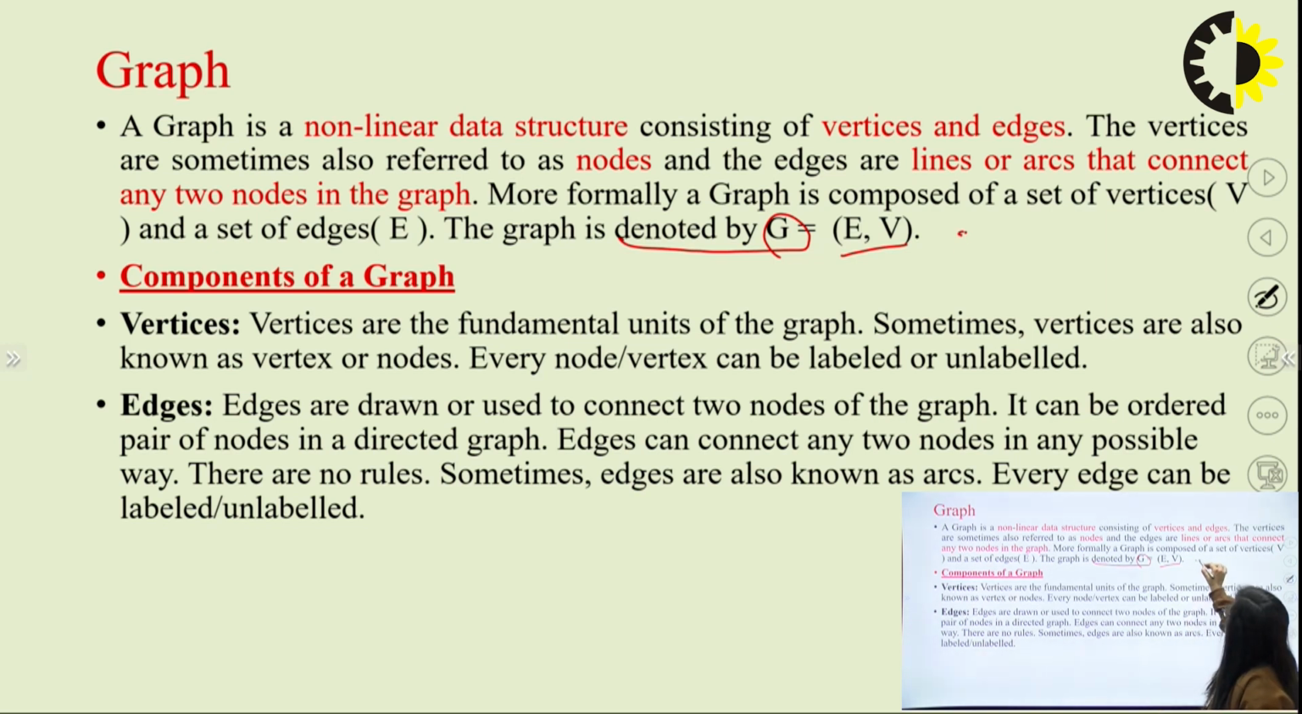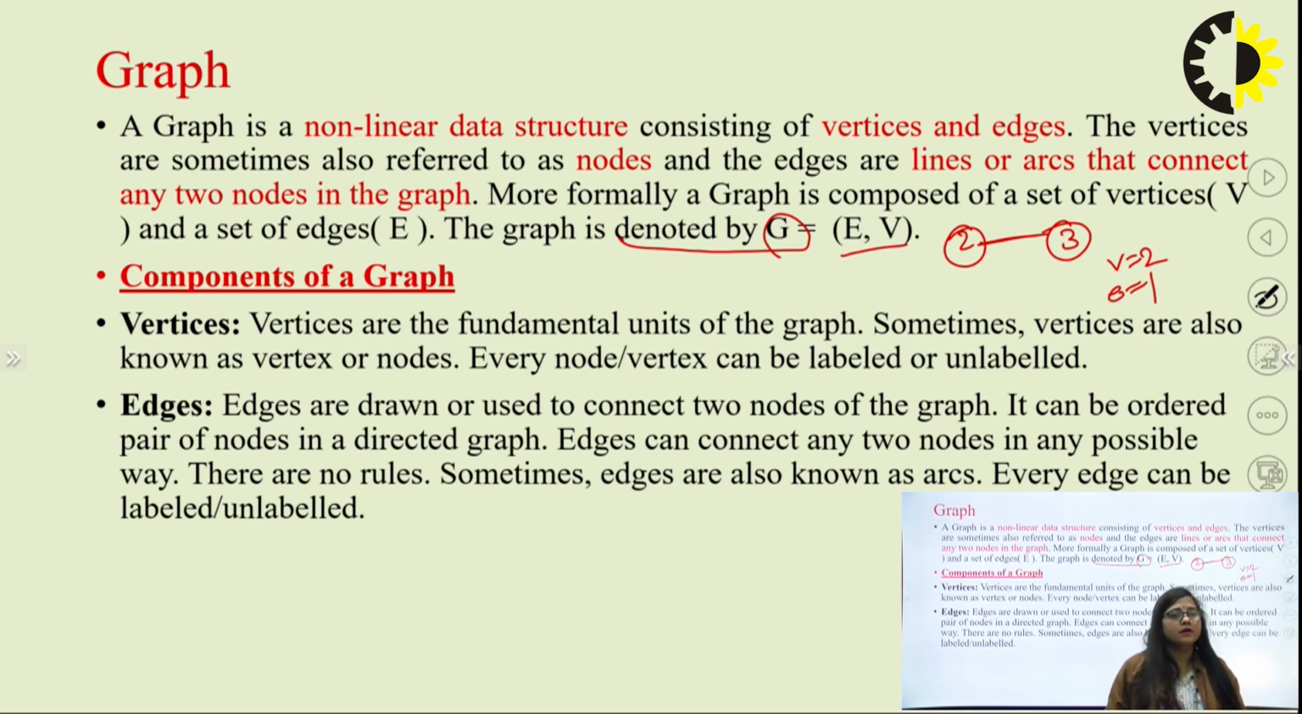Like, there are two nodes in a graph and one edge, so vertex is 2 and edges is 1. So graph representation is E is edges and V is vertex. Now these two both are the main components of a graph.